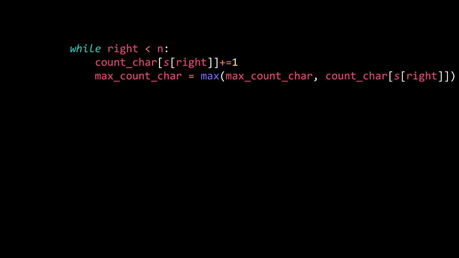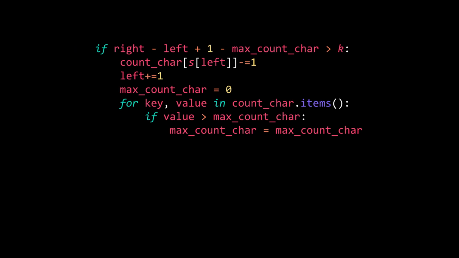If we have an invalid window, this condition is when right minus left plus 1 will be greater than k. This is when we are sliding the left side of the window forward. So we will decrement the count of that left element and increment the left pointer, then reset the max count to 0 and find out in our valid window which one has the maximum count.